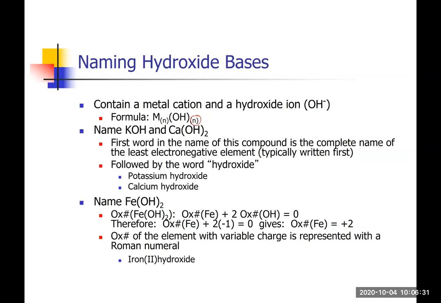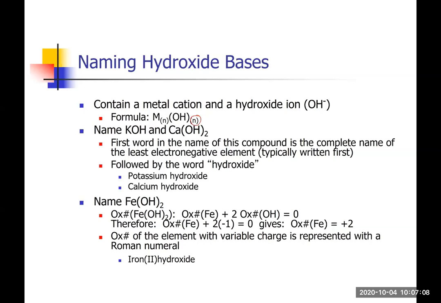Now, the first word in the name of this compound is the complete name of the least electronegative element. And that is typically written first because the least electronegative element is going to come from the left side of the periodic table. It's going to be a metal, and it's going to have a positive oxidation state. So again, just like when we started this whole process on the first slide, you can name these based on metal, not metal, and then hydroxide, or the fact that you have a cation and an anion, because hydroxide has a -1 charge on it.